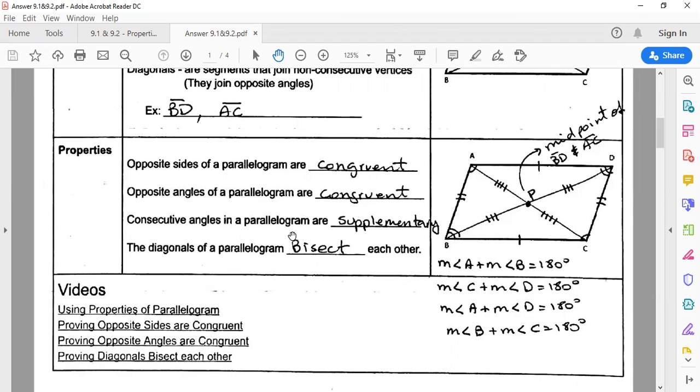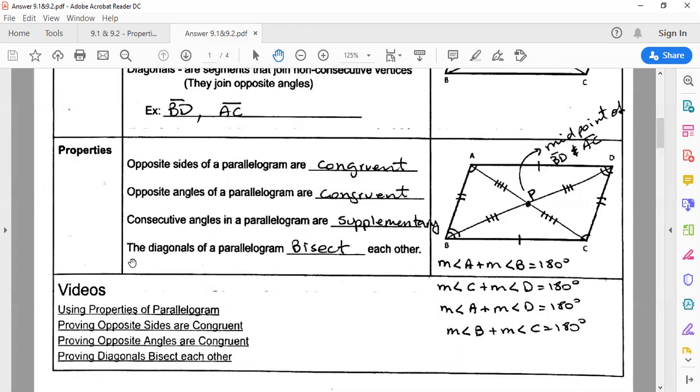Consecutive angles in a parallelogram are supplementary. Okay, so angle A plus angle B will give you 180. Angle A plus angle D is 180. Angle D plus angle C equals 180, okay? So every time you have consecutive angles in a parallelogram, they add to 180.